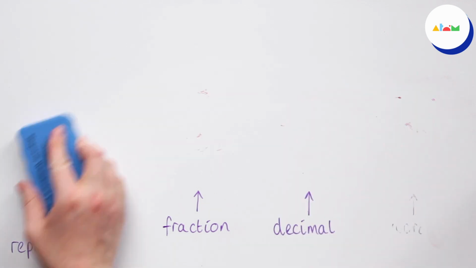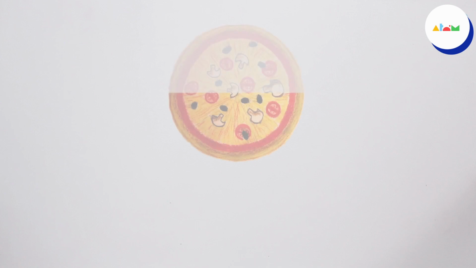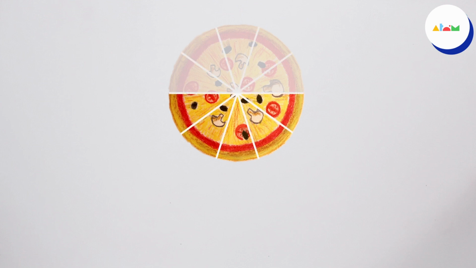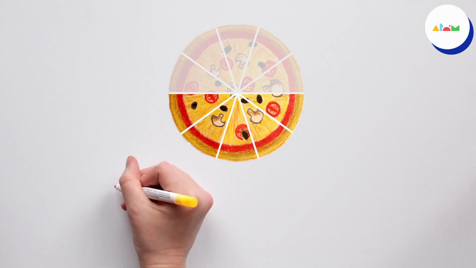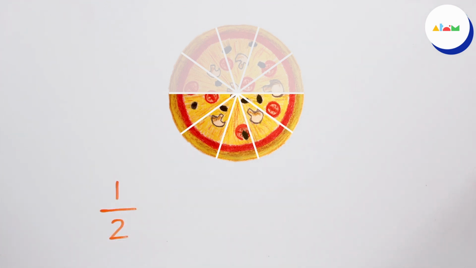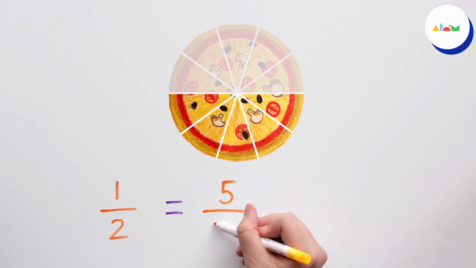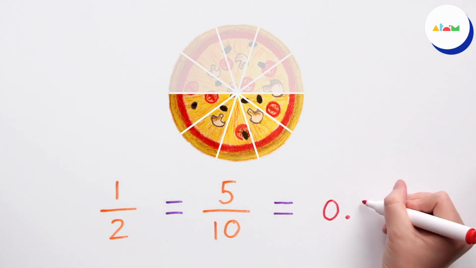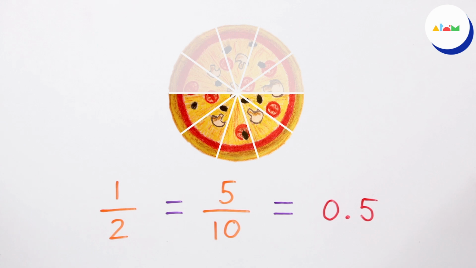Alright, time to go back to the pizza shop. Take a look at this half of a pizza. If it had the same portion sizes as our earlier pizza, which had been cut into tenths, it would look like this. We can now see that the amount of pizza we have left is not only represented by the fraction 1/2, it can also be represented by the fraction 5/10, or the decimal 0.5. This shows us that 1/2 and 0.5 are equivalent amounts.